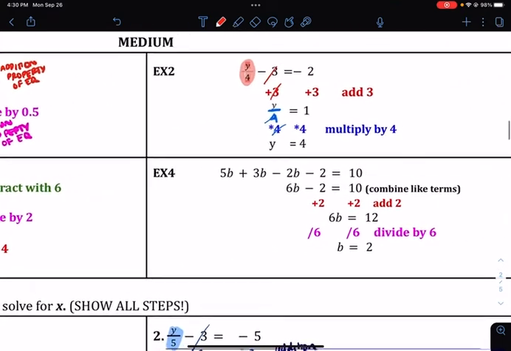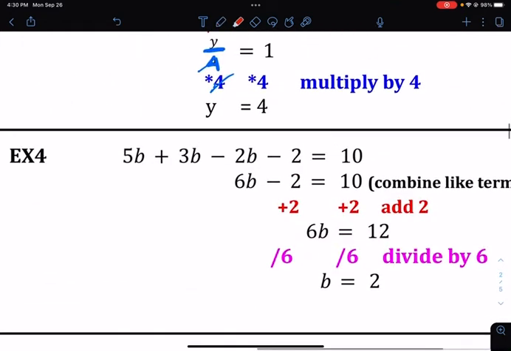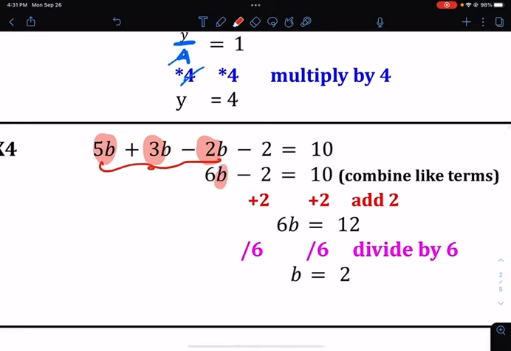Same with example 4. As you can see here, there are like terms: 5 plus 3 minus 2. That gives you 6, right? This whole thing gives you 6. Oops, this gives you 6b. And then I just do the same. I want to isolate b, and I have -2 here. So the opposite of -2 is plus 2. I add 2 on both sides, so the 2 and 2 cancel out, or sum to 0. And I got 10 plus 2 on the right side, which is 12.